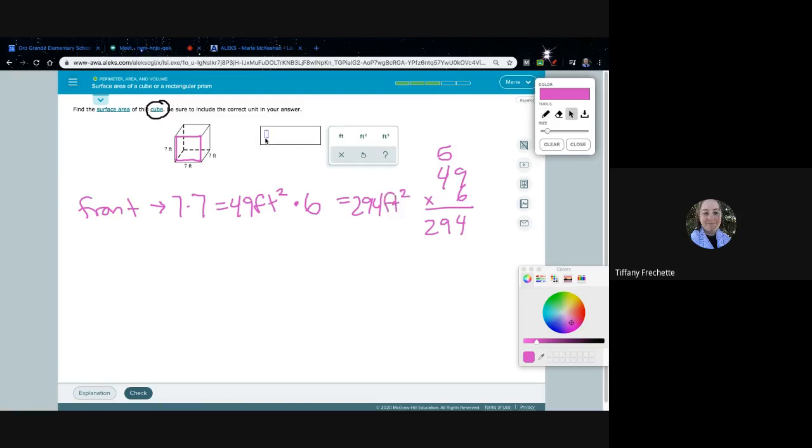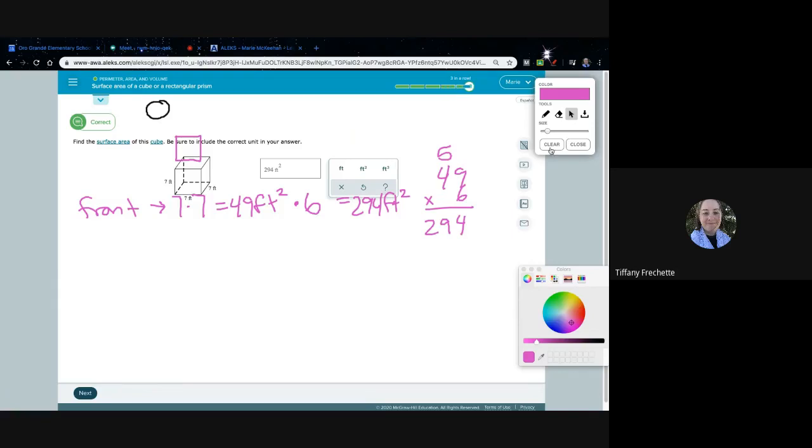All right. So this one, when they give us a cube, it all of a sudden becomes a little simpler. Not necessarily very simple, but we only have to do one calculation for one face and then just multiply by 6. If they don't give you a cube, you have to multiply front and back, right and left, top and bottom, and then add those three amounts together. All right, let's go ahead and check. And we did it. Yay!